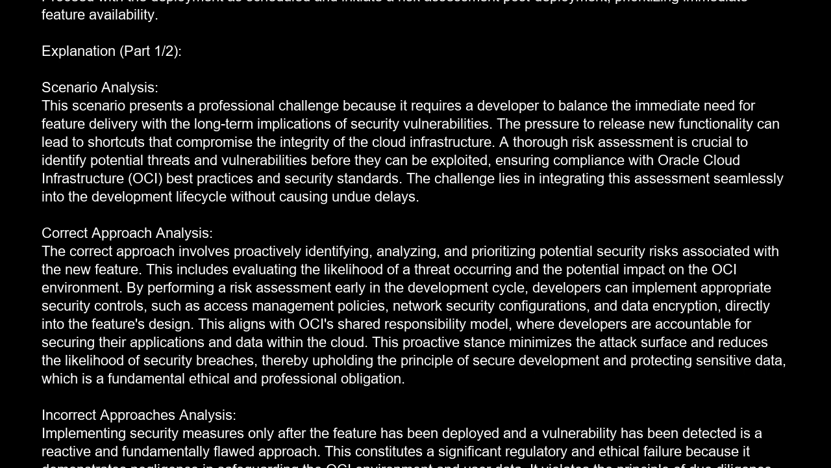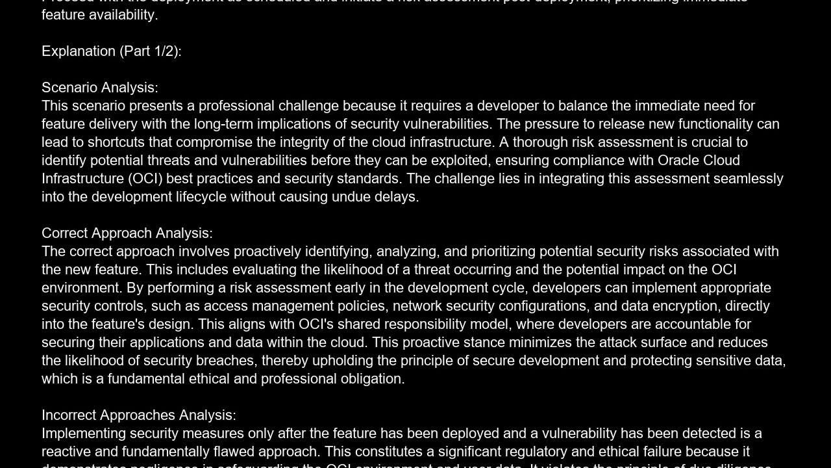Correct approach analysis. The correct approach involves proactively identifying, analyzing, and prioritizing potential security risks associated with the new feature. This includes evaluating the likelihood of a threat occurring and the potential impact on the OCI environment. By performing a risk assessment early in the development cycle, developers can implement appropriate security controls, such as access management policies, network security configurations, and data encryption, directly into the feature's design.